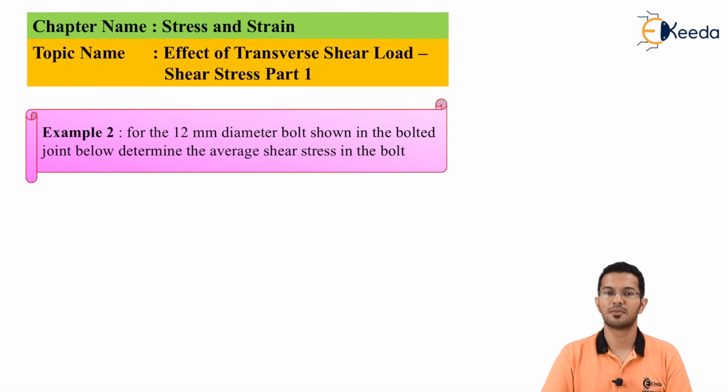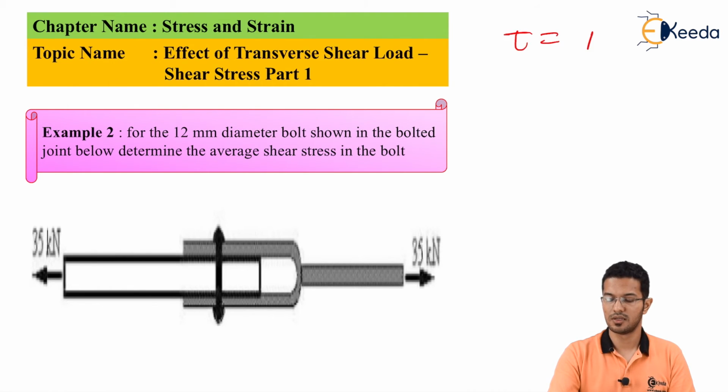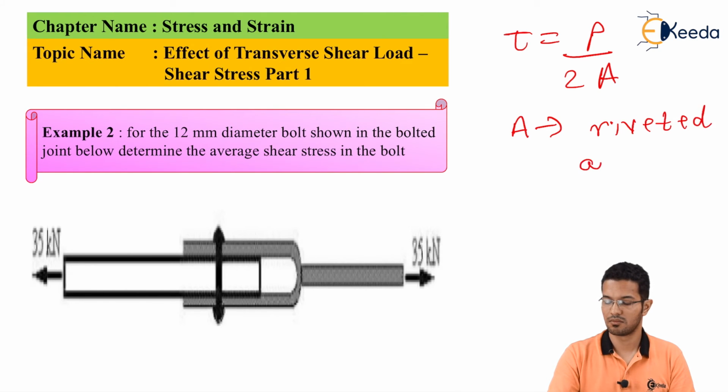Next, we go for example number 2. For the 12 mm diameter bolt shown in the bolted joint below, determine the average shear stresses in the bolt. Let's go for the solution. Again, we know that tau is equal to P upon 2A, where A is nothing but the riveted area.